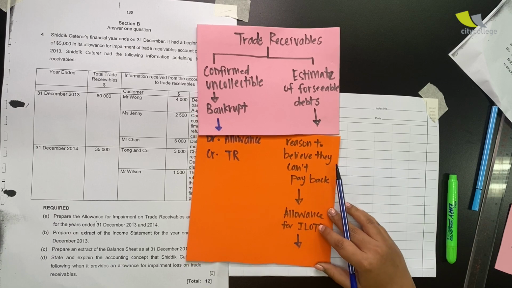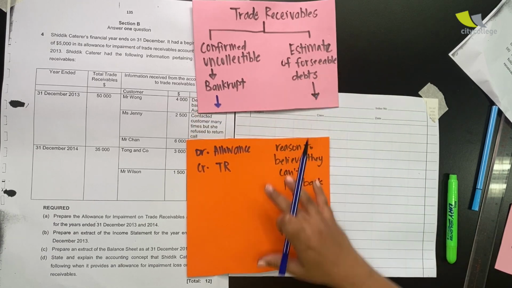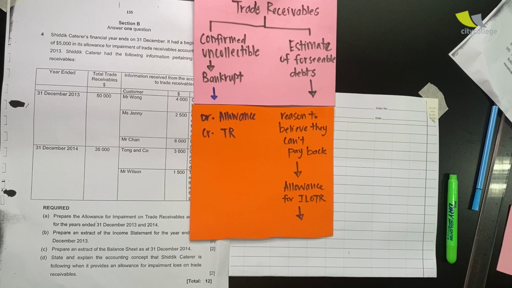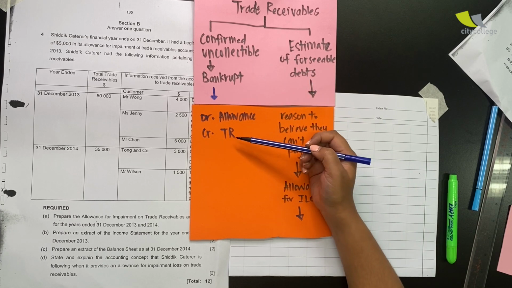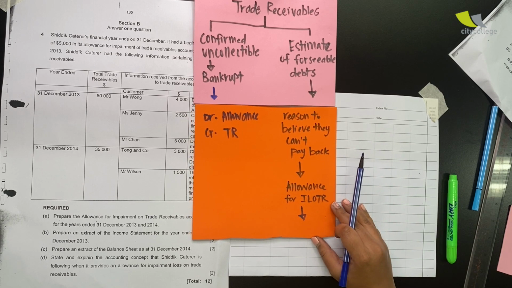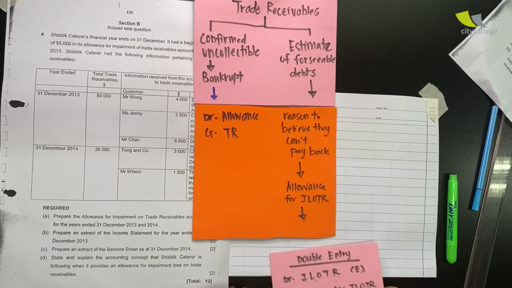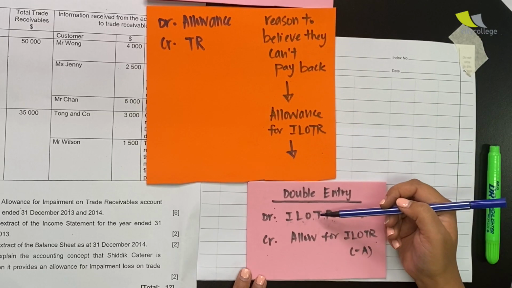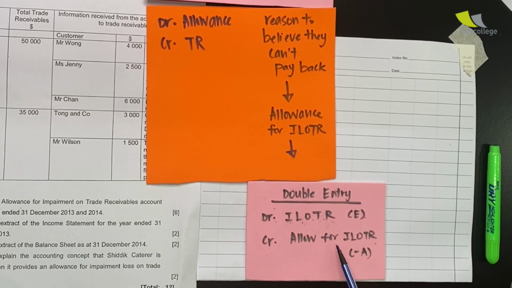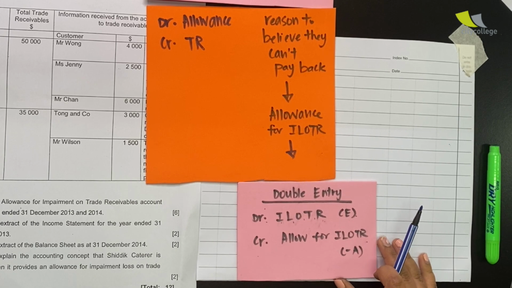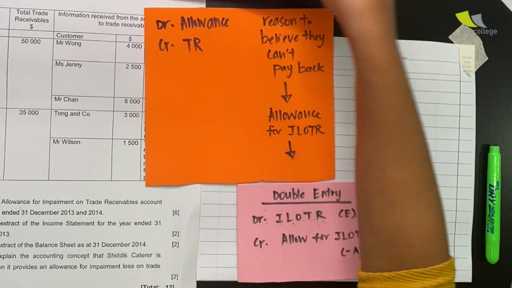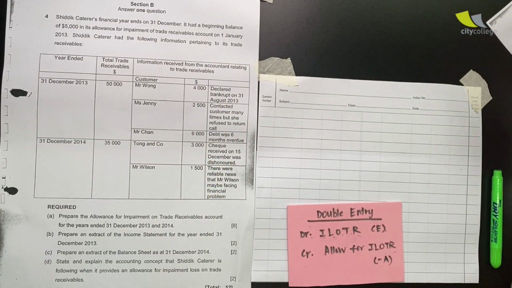Okay, so let's now go into the double entry. When we have a confirmed scenario where it is very certain that your customer cannot pay you back, we debit allowance and we credit trade receivables. When it is a case of an estimate, we actually debit impairment loss on trade receivables and credit allowance for impairment loss on trade receivables. Okay, so now that you have refreshed your memory on the double entry, let's proceed to dissect the question.